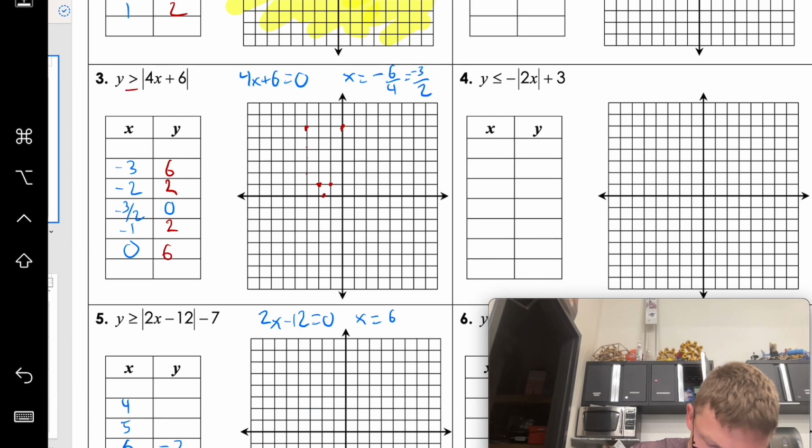Looking at that symbol right there, that means it's going to be a dotted line. Try to make your dotted line straight. This time it didn't turn out that straight.